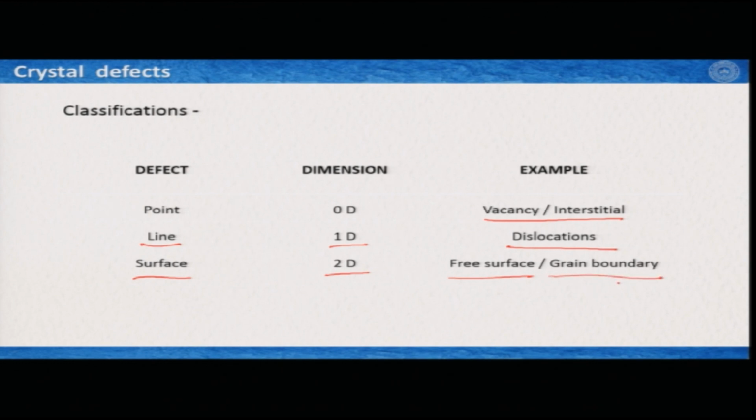So, in this lecture we are going to explore these 3 types of defects. First, we will take up vacancy, interstitials and so on, that means point defects, then we will go to line defects, and finally we will conclude the lecture with the surface defects.